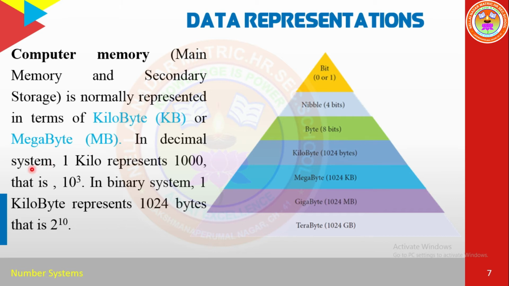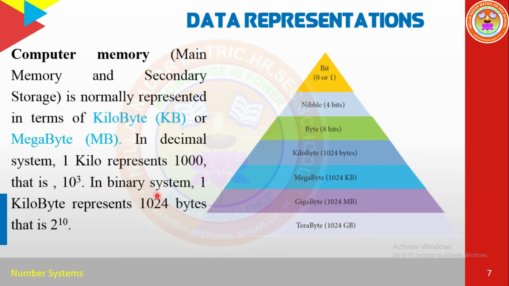In the decimal system, 1 kilo represents a thousand, that is 10 power 3. This is what we usually follow in mathematical measuring units. For example, 1 kilogram is equal to how many grams? 1000 grams. 1 kilometer is equal to 1000 meters. 1 liter is equal to 1000 milliliters. So these are generally represented in mathematical calculations. If you want to measure a unit using 10 power 3, that is a decimal value, nothing but 1000.